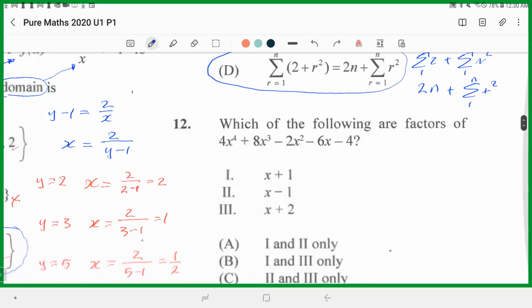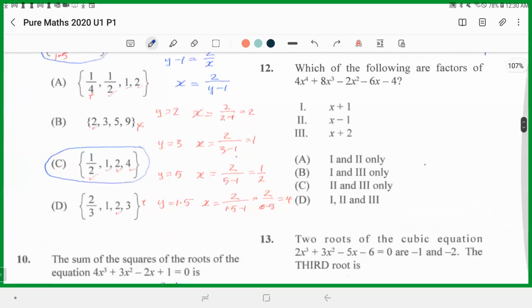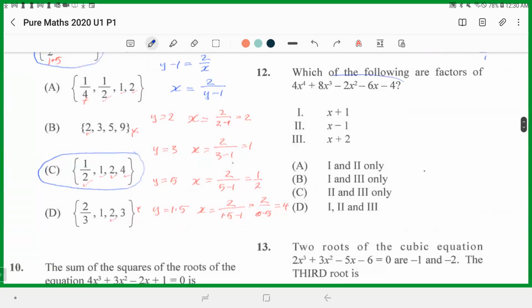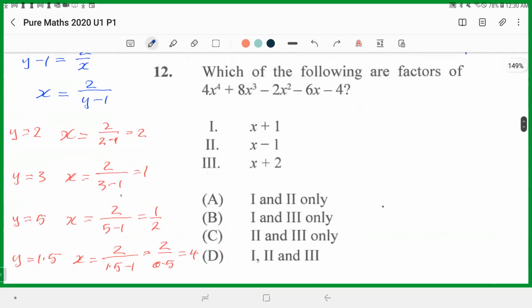Right? Number 12. Number 12 says, which of the following are factors of this? Remember, if it's a factor, it means that in this case, f of minus 1 will be equal to 0. So I'm going to say which one of them gives us 0. Which one of them leads to a remainder of 0. So when we work out for this one, we're working out f of minus 1. Because if you divide by x plus 1, it's the same as x minus negative 1.